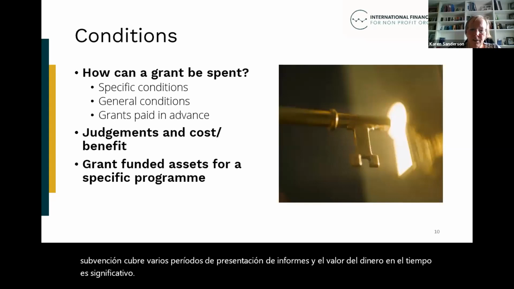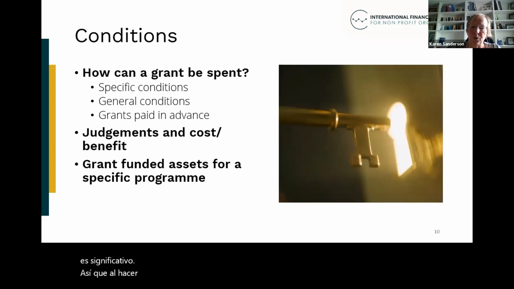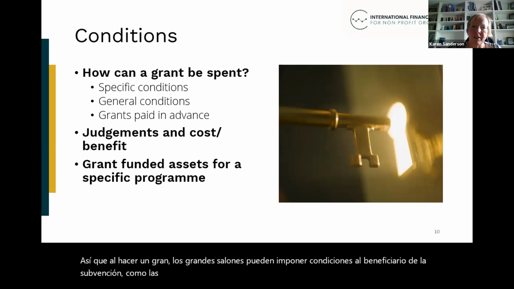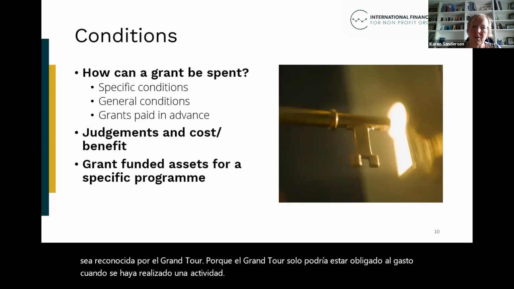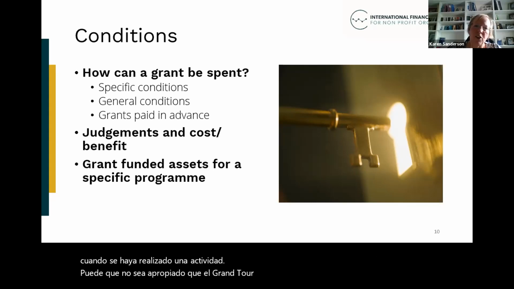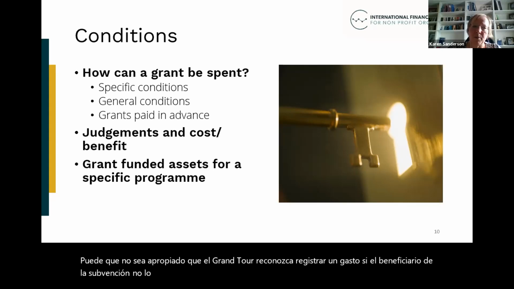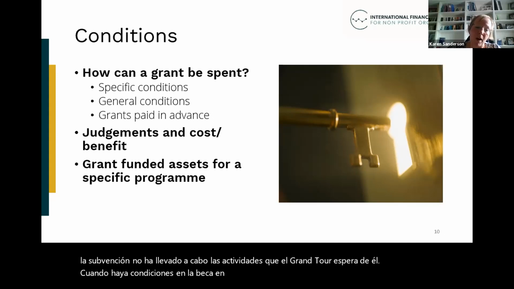So when making a grant, grantors may impose conditions on the grant recipient, as we've heard. These conditions will impact when a grant is recognised by the grantor, because the grantor might only be obligated to the expense when an activity has been carried out. It might not be appropriate for the grantor to record an expense if the grant recipient has not carried out the activities expected of it by the grantor. Where there are conditions in a grant arrangement, these might be specific or they might be general.